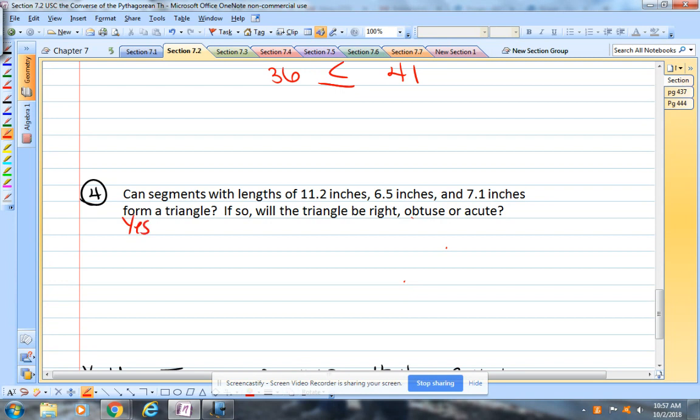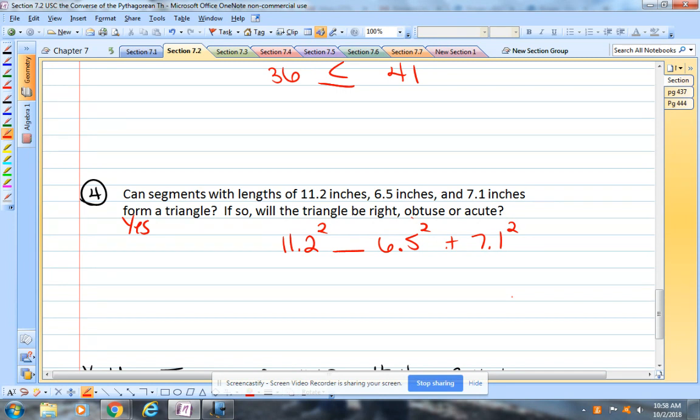Answer that question. Now, I got to know if it's going to be right, obtuse, or acute. So, which one's the longest one again? So, I'm going to do 11.2 squared and compare it with 6.5 squared plus 7.1 squared. So, any questions about my setup? Put your longest side on the left by itself. Then our calculators are going to help us.